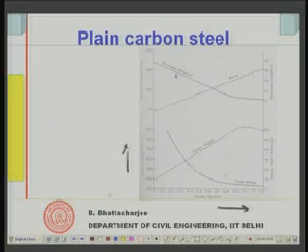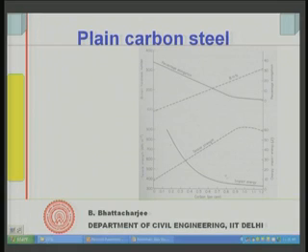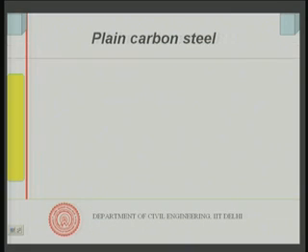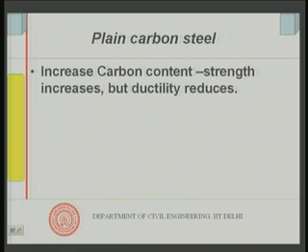If you have low carbon, then of course yield stress or tensile stress is relatively low. So, that is the idea, and therefore what we do is restrict carbon to 0.25% maximum in the case of mild steel, which you use usually for construction very often. We have seen the effect of carbon content on mechanical properties, and we restrict it to 0.25% maximum for the ductility requirement. If you increase carbon content, strength increases but ductility reduces.